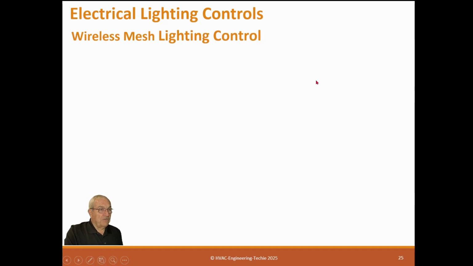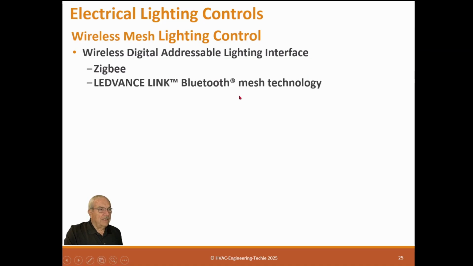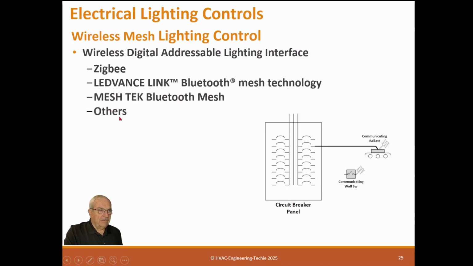So wireless mesh network lighting control, wireless digital addressing lighting interface. There's Zigbee, Bluetooth, and mesh technology. Mesh Tech, which is a Bluetooth technology, and many others. But Zigbee was the original one, and these others have come out since then, since Bluetooth mesh technology became available, many different companies have adopted that technology and come into the marketplace. And I'm sure there's many others.